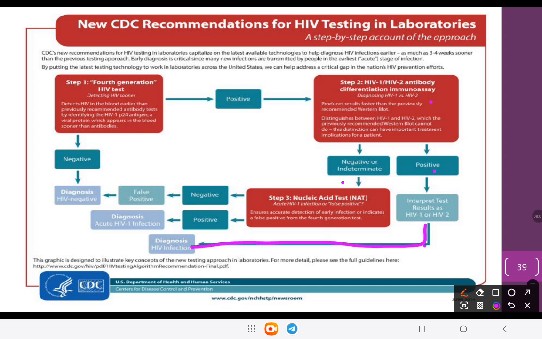Negative or intermediate, we use a nucleic acid test to differentiate whether it is positive or negative. Negative is a false positive, diagnosed as HIV negative. Positive is diagnosed as acute HIV positive.